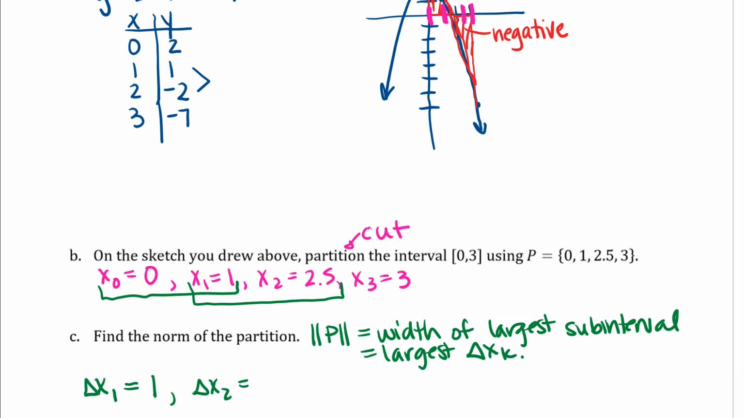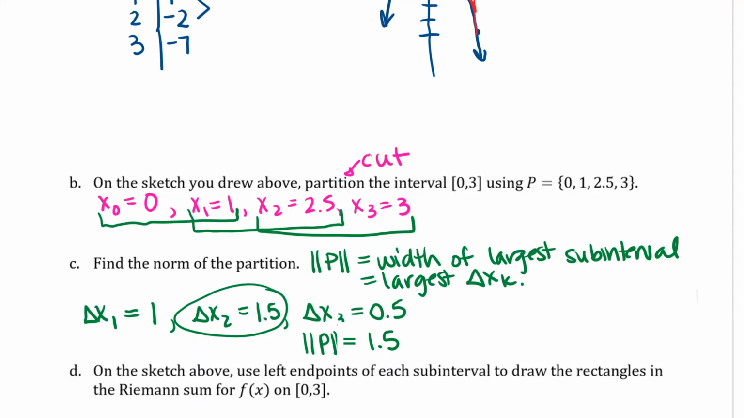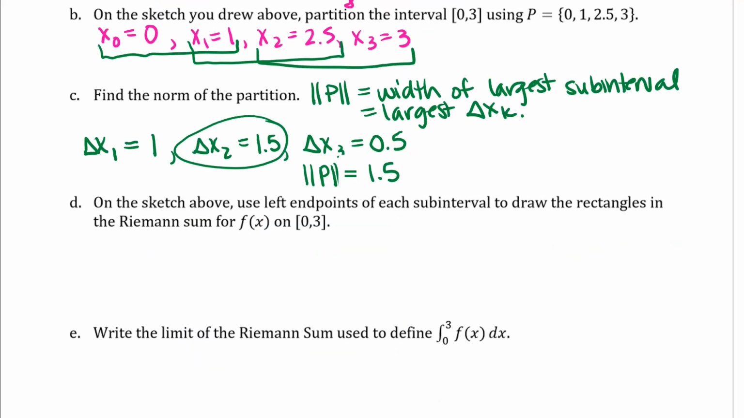And then the delta x2 is the width of the second subinterval. So that's the interval that goes from x equals 1 to x equals 2.5. So 2.5 minus 1, that's width 1.5. And then the delta x3 is the width of the third subinterval from x equals 2.5 to x equals 3, and so that one has width 0.5. So the largest delta xk is 1.5, so that's the norm of our partition. We eventually want to let the norm of that partition approach 0, but this partition we've started with has norm 1.5.